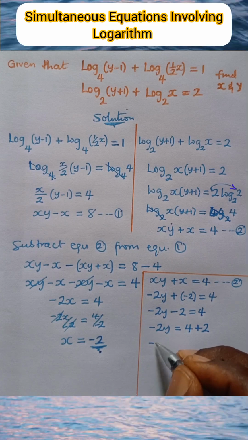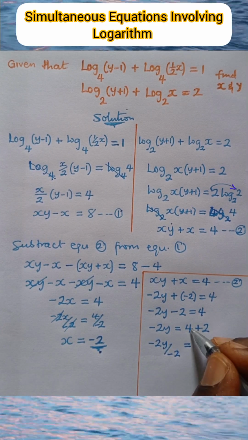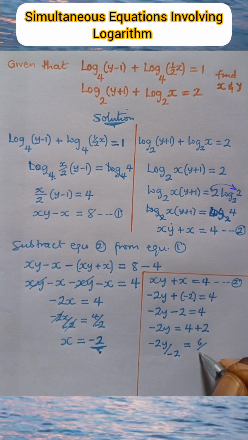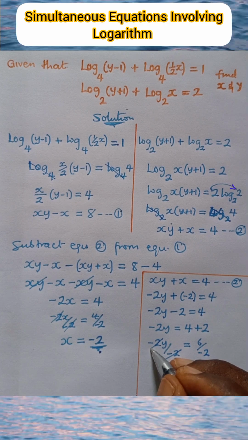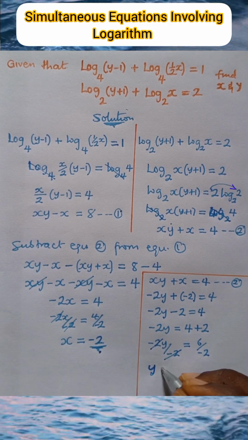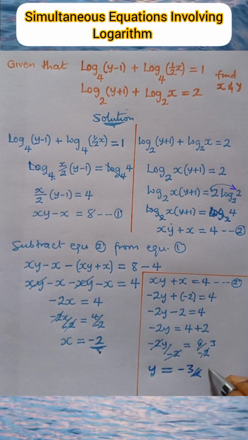We are going to divide both sides by the coefficient of y. Negative 2y divided by negative 2 equal to 4 plus 2 is 6. 6 divided by what? Negative 2. This cancels out and we have y equal to negative what? 3, and here is the value of y.